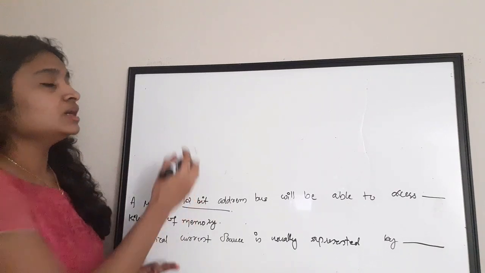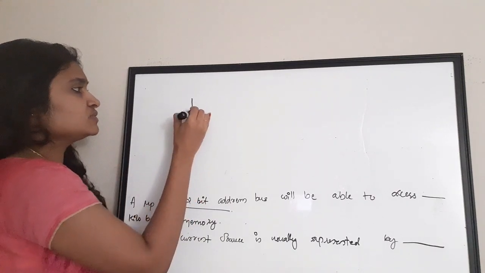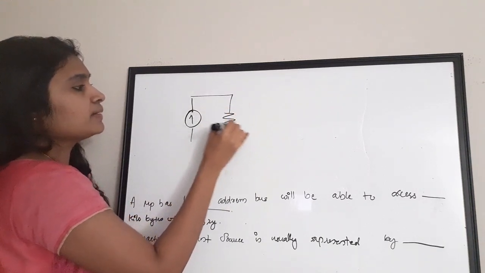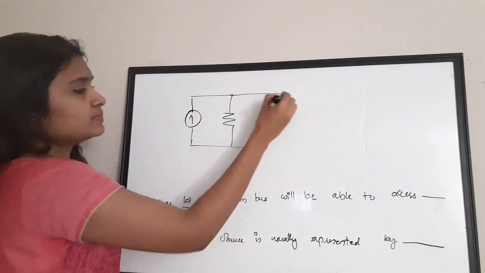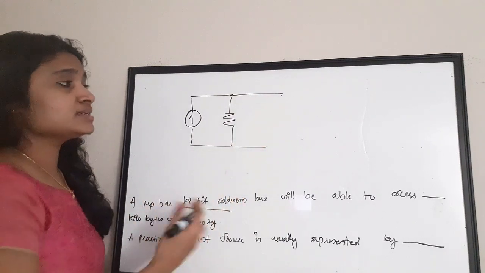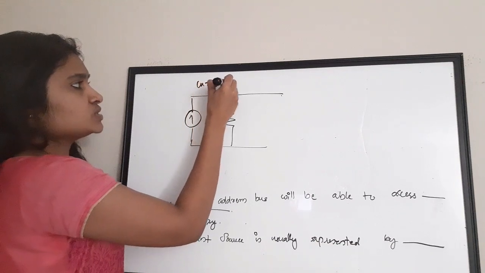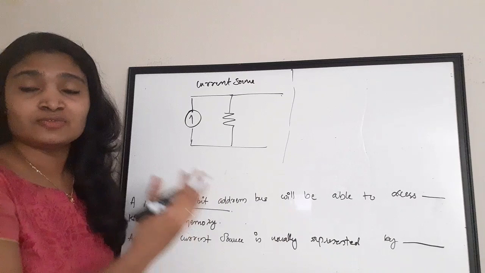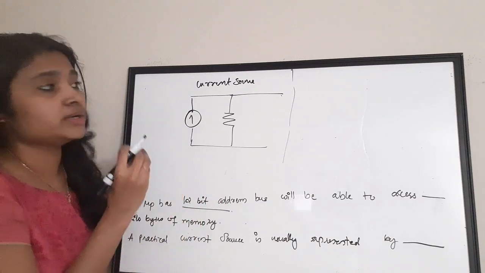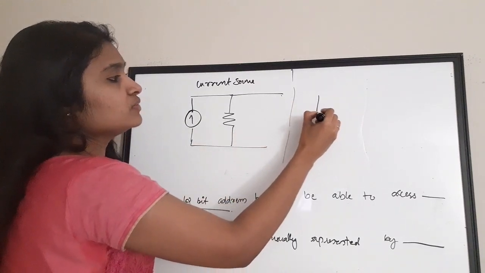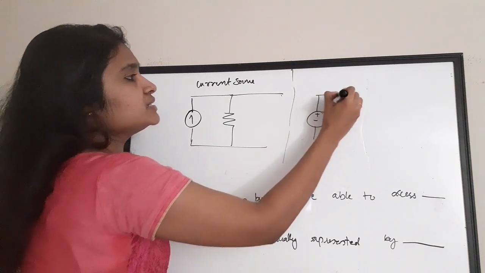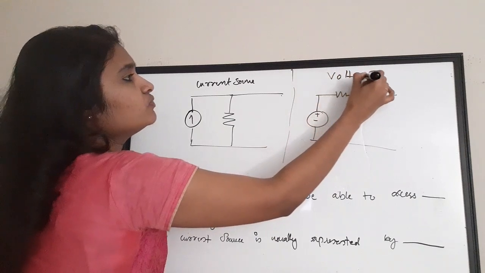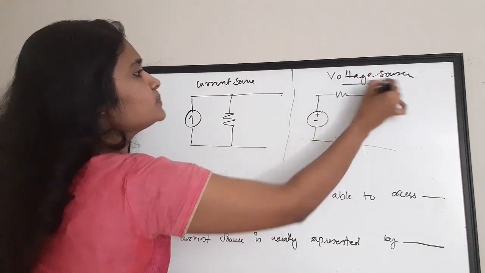But in practice, when we are representing a current source, we represent it as an ideal current source plus a resistor in parallel. This is how we represent current sources. And if it is a voltage source, that is, if we represent a practical voltage source, then we represent the voltage source plus a resistor in series. This is how we represent practical voltage sources.